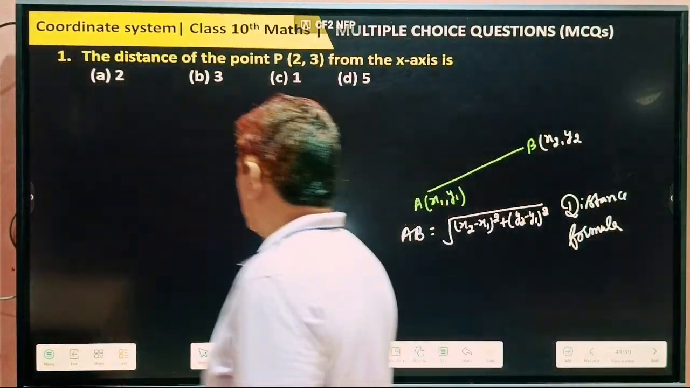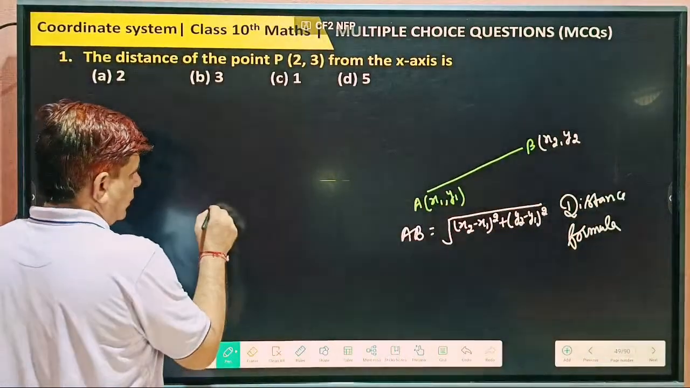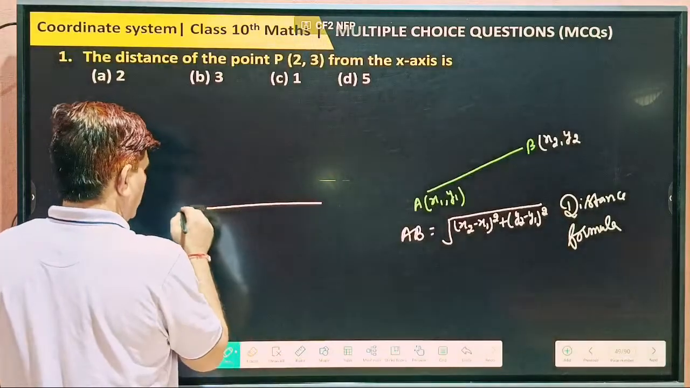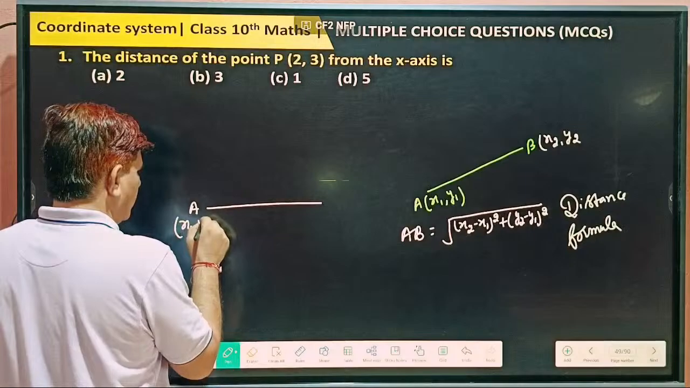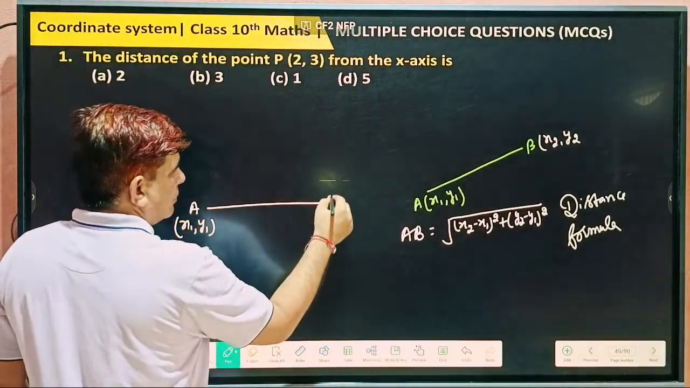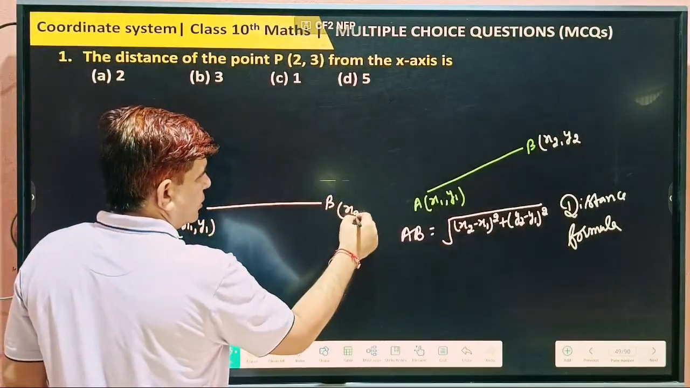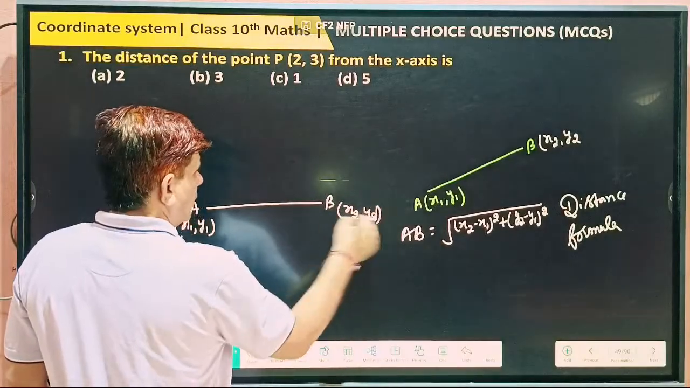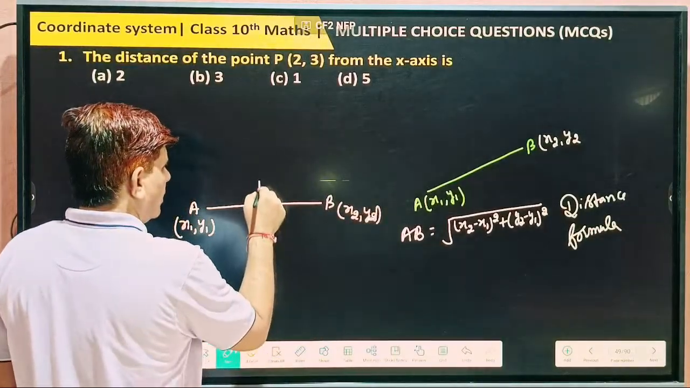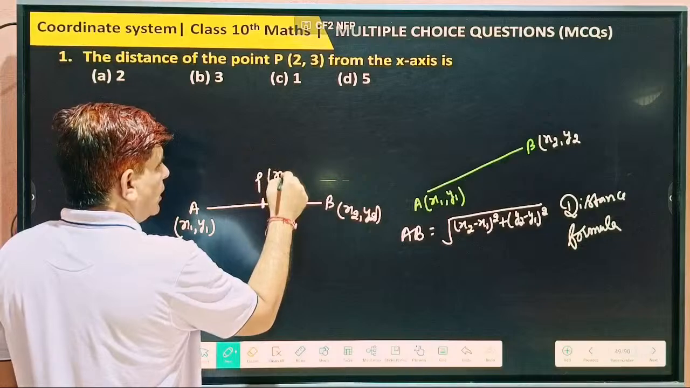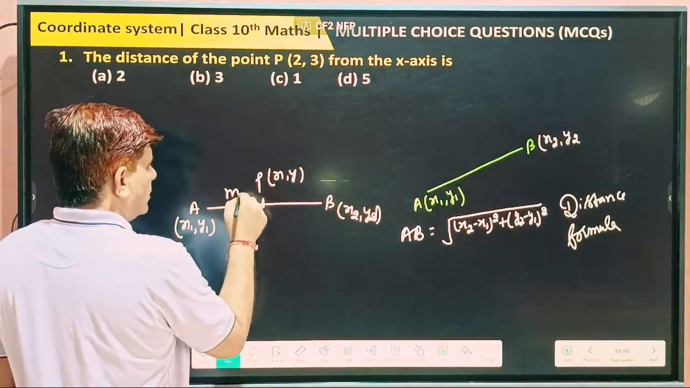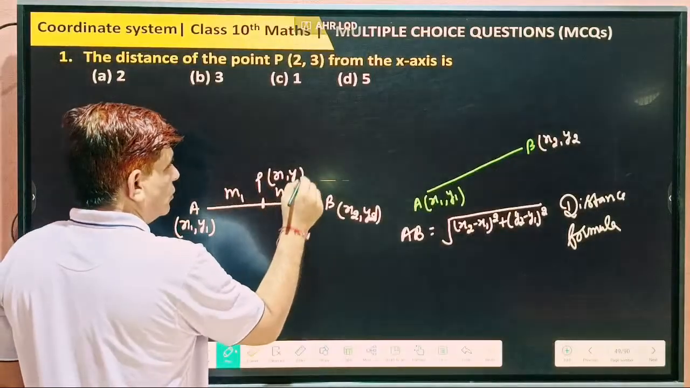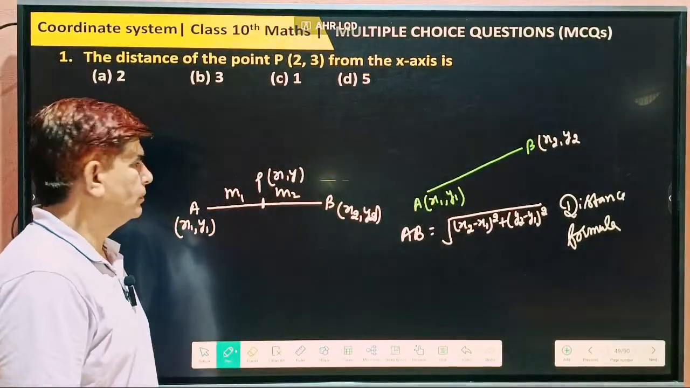Next is the section formula. We have a line segment AB, where A has coordinates x1, y1, B is a point whose coordinates are x2, y2, and this is a point P whose coordinates are x and y. This point P divides AB in the ratio m1 to m2.